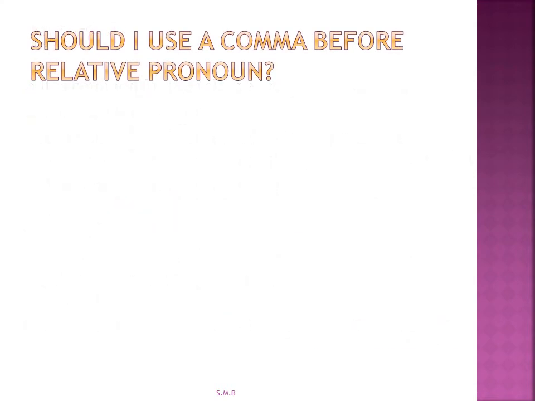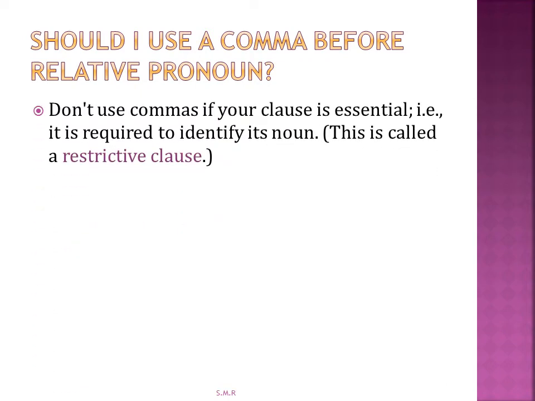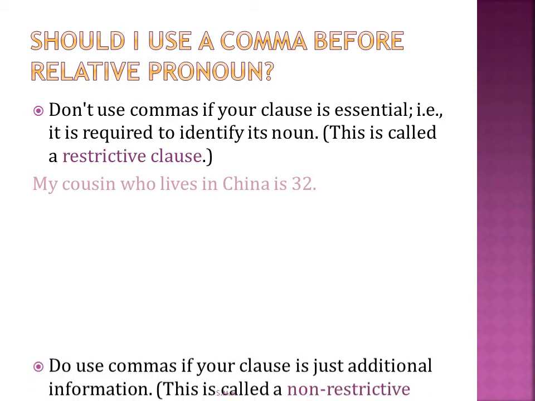Use a comma before the relative pronoun. Don't use a comma if your clause is essential, which means it is required to identify its noun. It is called a restrictive clause, as in this sentence: My cousin who lives in China is 32. I can't omit who lives in China. Maybe I have too many cousins.